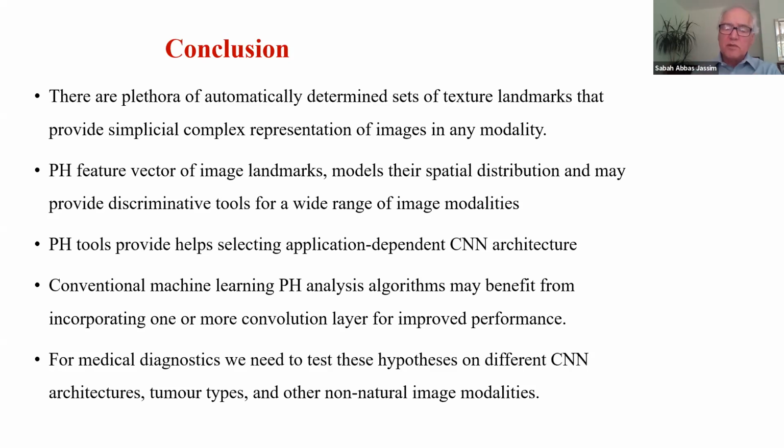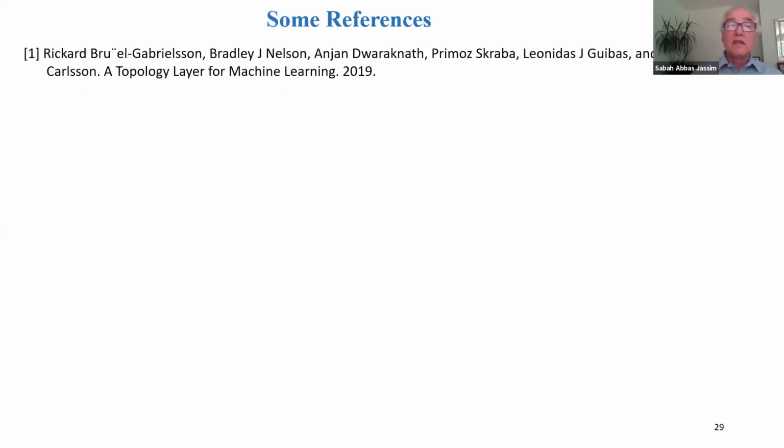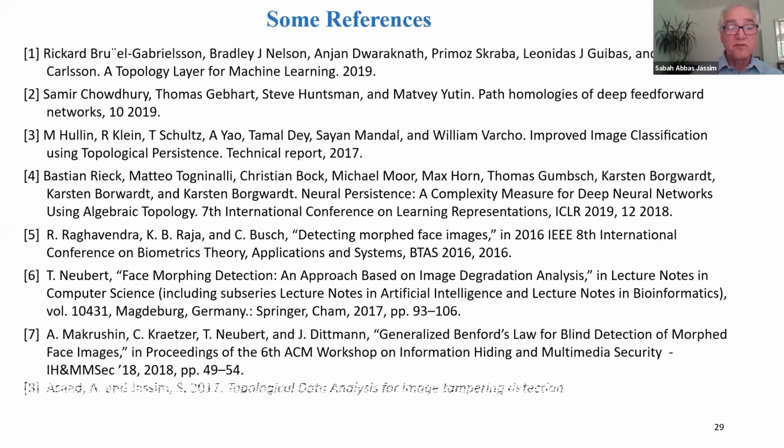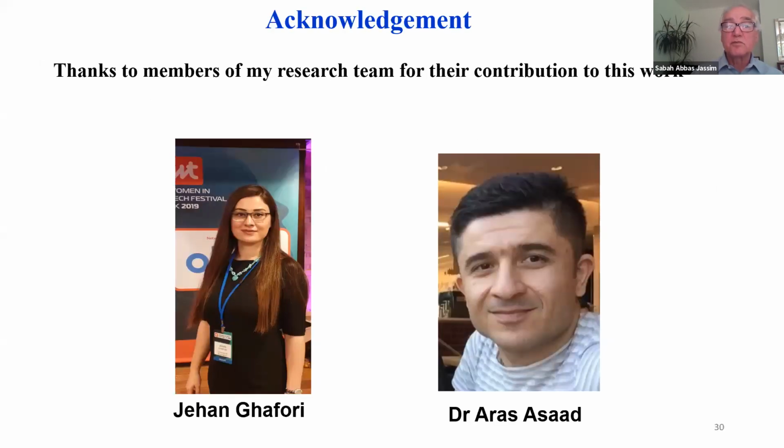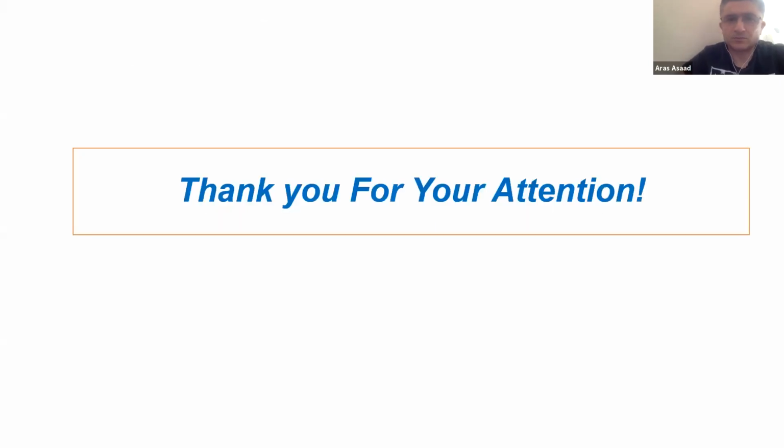In the usual machine learning for pH, even for natural images, I think we might even benefit by incorporating some convolution layers. And this is where I stop. These are the list of some of the references, and these are the two people who contributed to this work. One of them is Aras, and the other one is Jehan, who's done the work on the tumors, and she is doing more on these. Thank you very much.